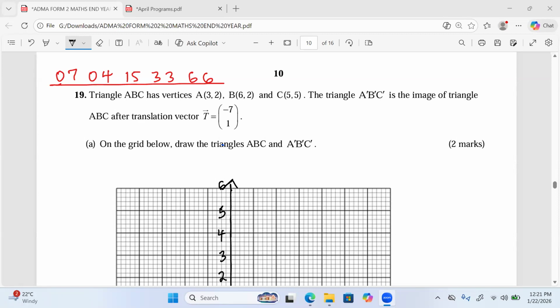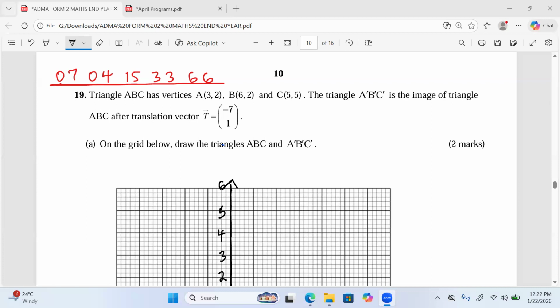We're going to look at transformations. Question number 19. Triangle ABC has vertices A (3, 2), B (6, 2), and C (5, 5). The triangle A'B'C' is the image of triangle ABC after translation vector T equals (-7, 1). Part A, on the grid below, draw the triangles ABC and A'B'C' for 2 marks. Now this is on translation vectors.